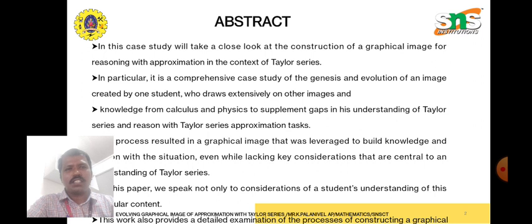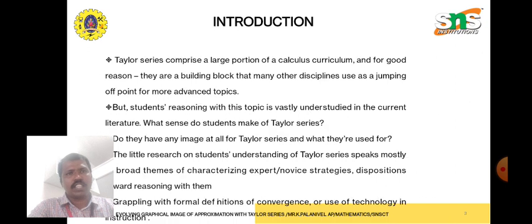In the process, this resulted in a graphical image that was leveraged to build knowledge and engage with the situation, even while lacking key considerations that are central to an understanding of Taylor series. In this paper, we speak not only to a student's understanding of the circle content, but to the evolving graphical image of approximation with Taylor series, and in this process, constructing a graphical image.